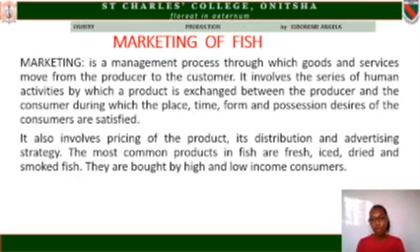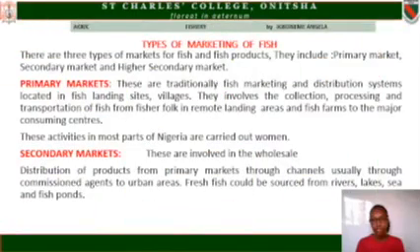The most common products in fish are fresh, iced, dried, and smoked fish. They are bought by high and low-income consumers. Types of marketing of fish. There are 3 types of markets for fish and fish products. They include primary markets, secondary markets, and higher secondary markets.